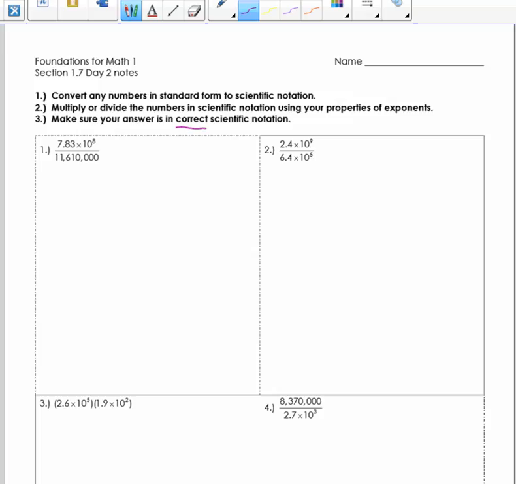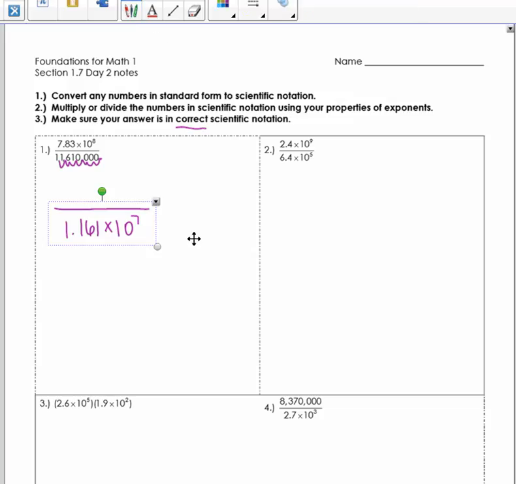So if you look at number 1, if you notice the numerator is in scientific notation, but the denominator is not. So we are going to take that, and the decimal point's right there, and we're going to move it 1, 2, 3, 4, 5, 6, 7 places. So that really is 1.161 times 10 to the 7th. Now the top is already in scientific notation, so we can just leave that as the 7.83 times 10 to the 8th.